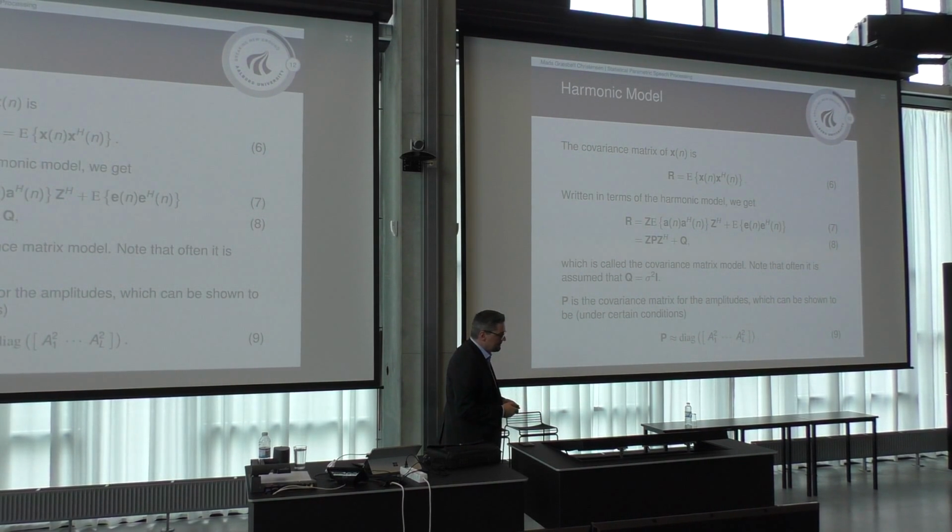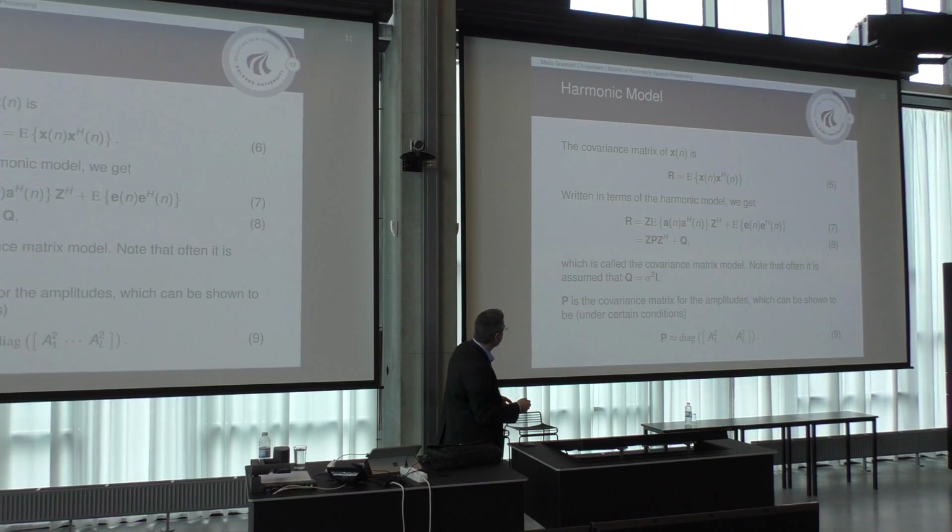If we compute the covariance matrix of X here, we can plug in our signal, and then we get a part here which is the noise. We call that the noise covariance matrix, called Q. And then this other part here, we get A multiplied by P, A Hermitian transpose here, and this P here is the covariance matrix for the amplitude.